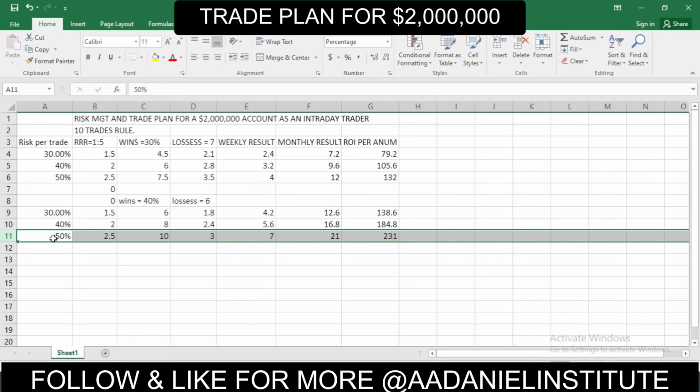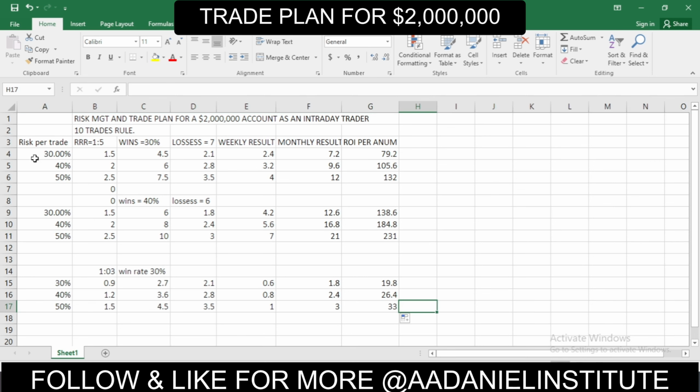Now for a 0.5% risk per trade on a $2 million account on a 40% win rate, this will be your total returns in a year, 231%. This is for 0.3% risk, 0.4% risk, 0.5% risk, for a 40% win rate. And for those that use 1:3 as a risk to reward ratio, with a 30% win rate, see what you get. You have almost 20% ROI, 26% ROI, 33% ROI in a year. That is for a 1:3, so you are still profitable.